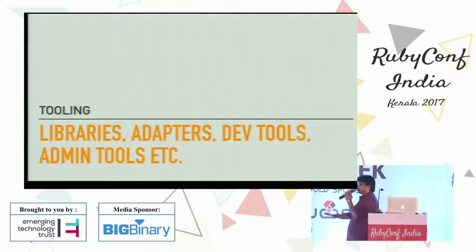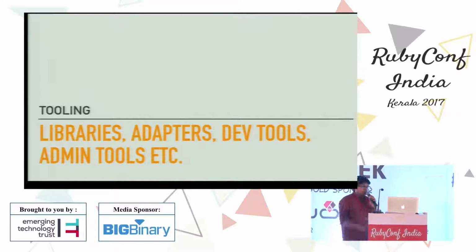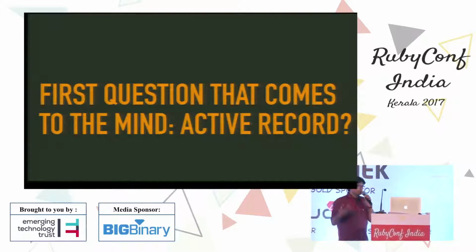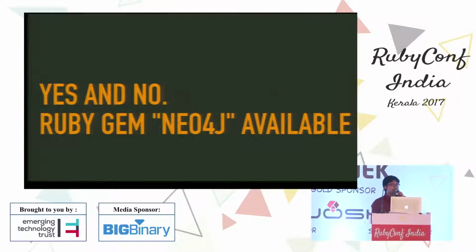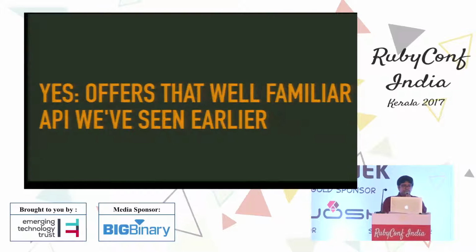By tooling, I mean libraries, adapters, dev tools, admin tools, etc. The first question that anyone may have at this point is, if I want to write an app, is there an ActiveRecord? We are so used to ActiveRecord or Mongoid, or whatever your poison of choice is. And the answer is yes and no. There's a Ruby gem called Neo4j, which is available. No, because it is not quite as fully featured as ActiveRecord. But yes, it offers that well-familiar API that we have seen earlier.